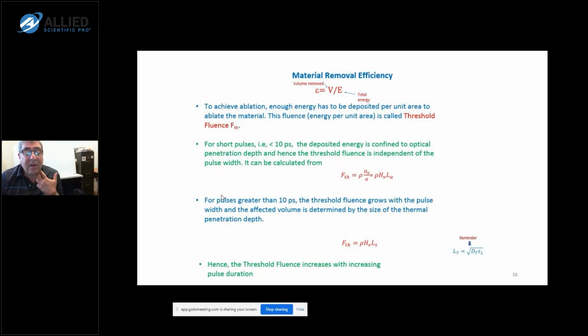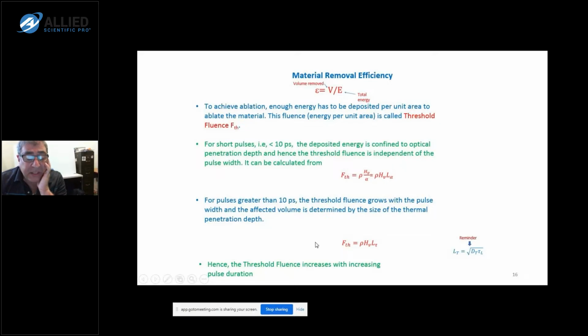For pulses that are less than 10 picosecond, the threshold fluence is given by a product of density, heat of vaporization, and optical penetration depth. And it's independent of the pulse duration.